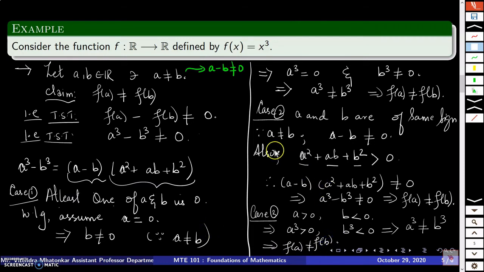So in all the cases we have shown that f of A is not equal to f of B. So if you pick up any two different real numbers, then their images are different. So this function f is 1 1. Okay, so x cube function is 1 1.